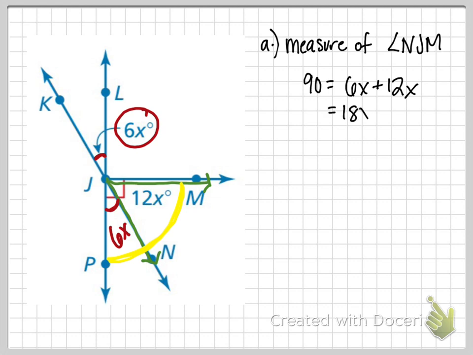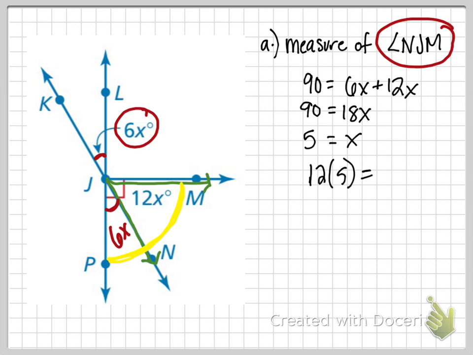So now we can solve. 90 equals 18x. So x equals, Nicholas, what is it? Is it 5? Yes. All right, 5 equals x. That's not what they asked us, though. What are we looking for? NJM. So we have to do what? Finn? So you're gonna have to do 12 times 5, which is 60, I think. Very good. So the measure of NJM is 60 degrees. Okay?